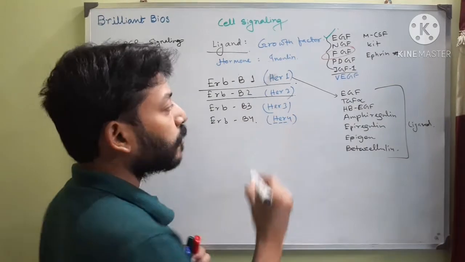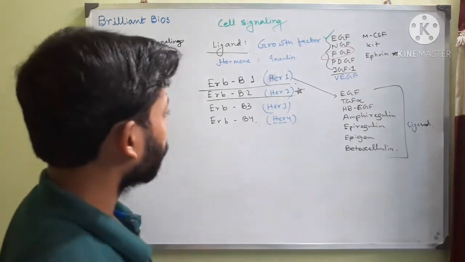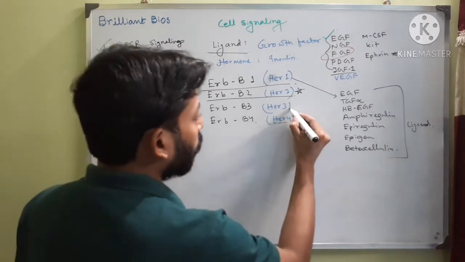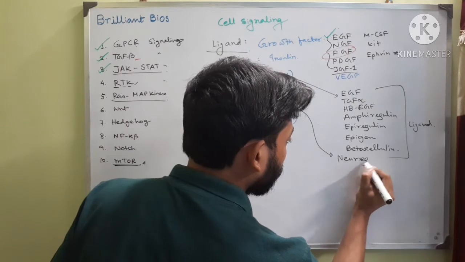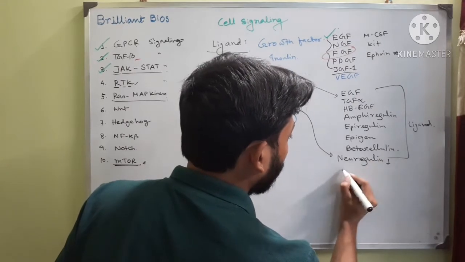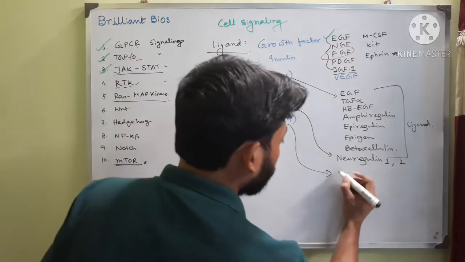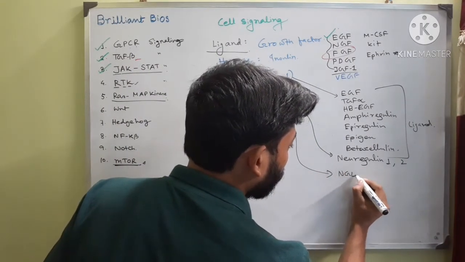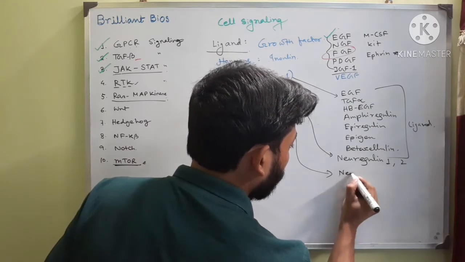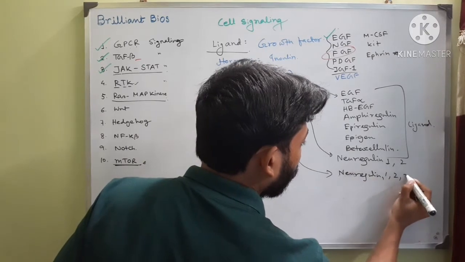There is no ligand for HER2. You have to remember this. There is no ligand for HER2. The ligands for HER3 are neuregulin 1 and neuregulin 2. In case of HER4, the ligands are neuregulin 1, 2, 3 and 4.